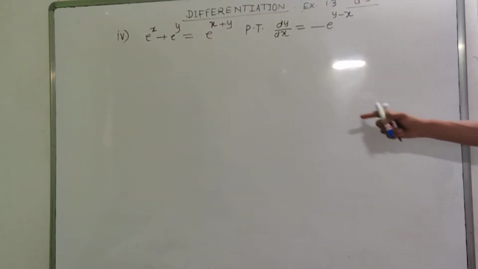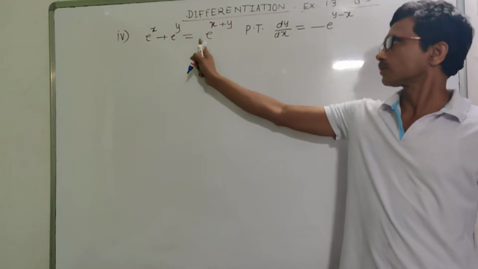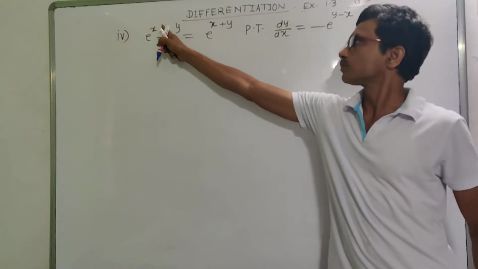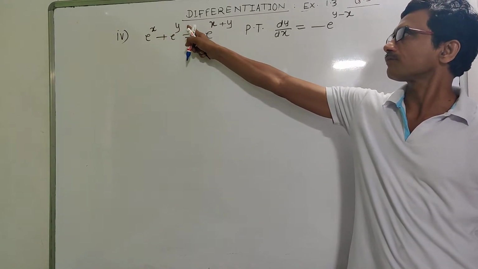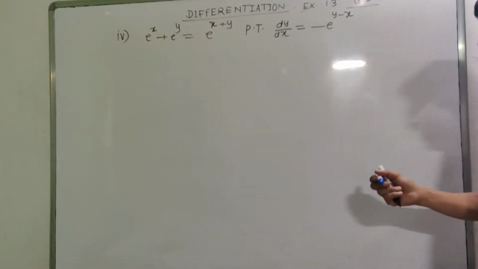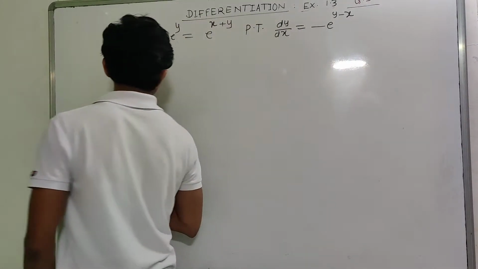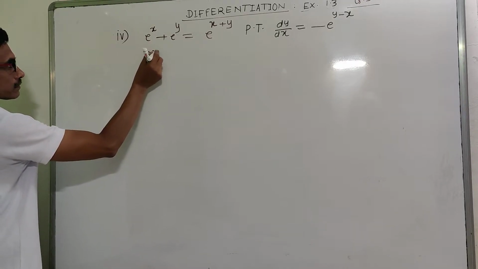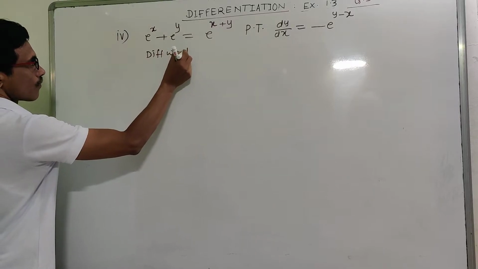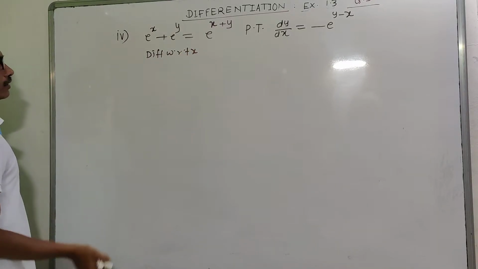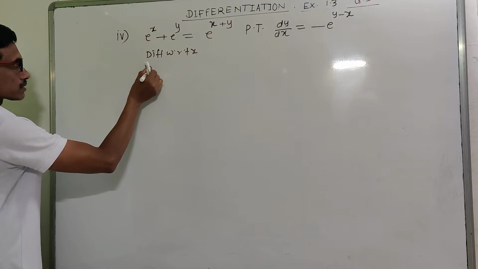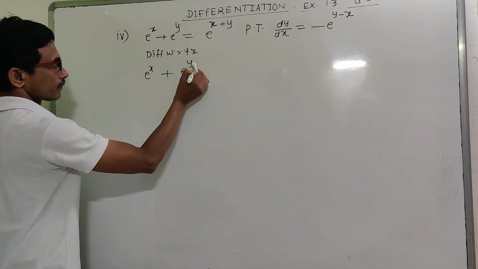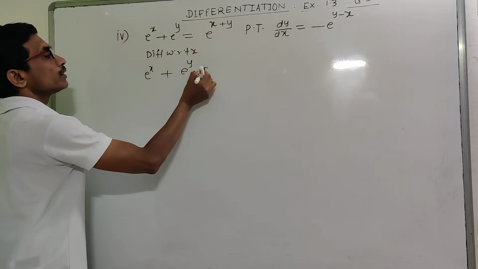Question number 4. e raised to power x plus e raised to power y is equal to e raised to power x plus y, we prove this. Derivative of e raised to power f(x) is e raised to power f(x) into f dash of x. So differentiate it with respect to x. Differentiating with respect to x, derivative of e raised to power x is e raised to power x, derivative of e raised to power y, it is e raised to power y into dy by dx.